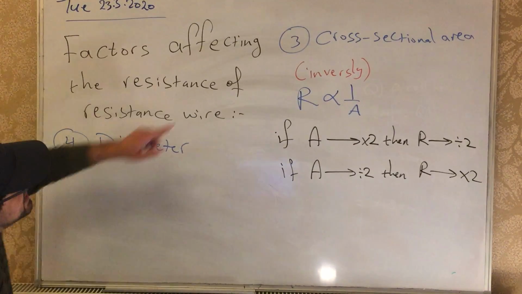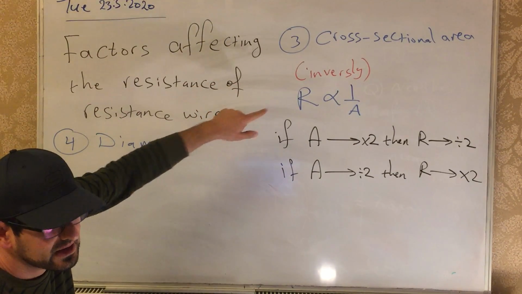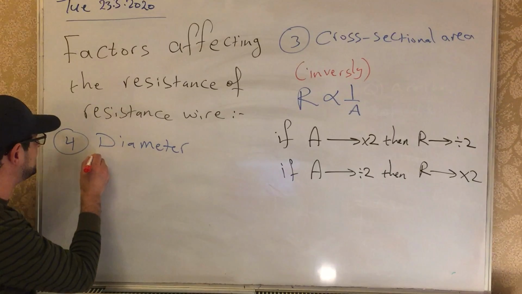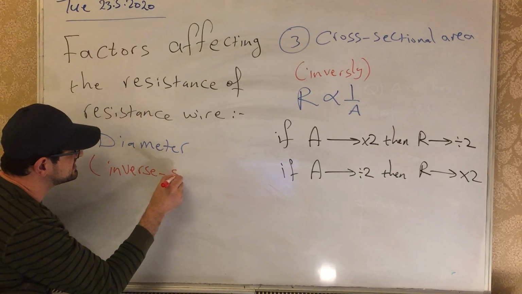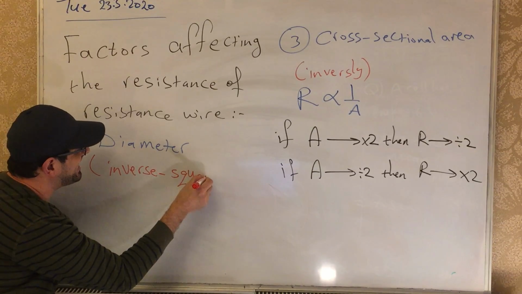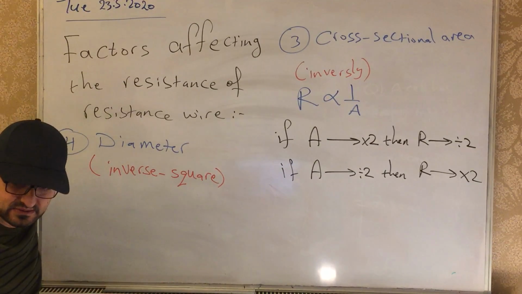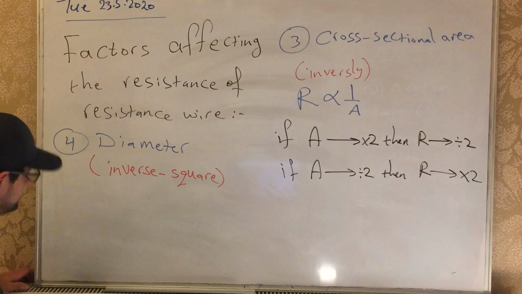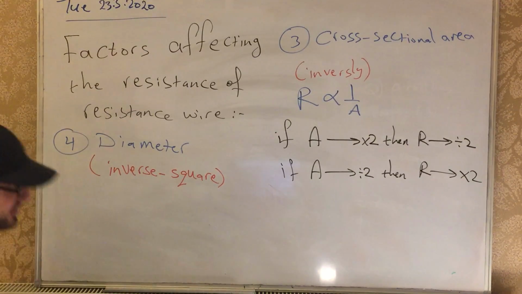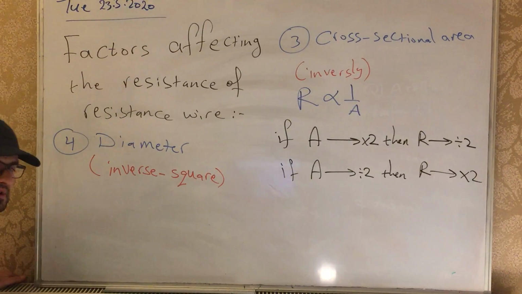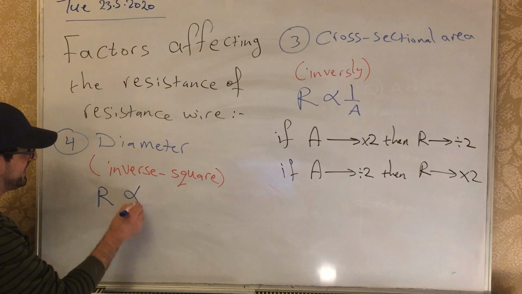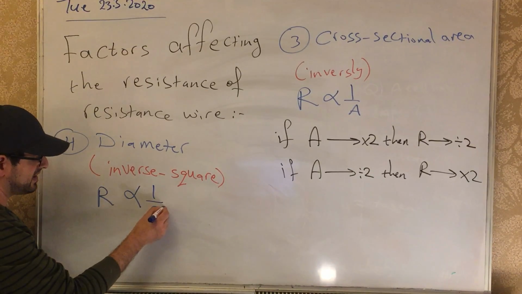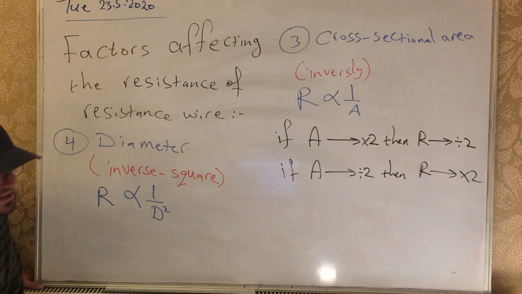The cross-section area is inversely proportional. The diameter is inverse square. What does this mean? Inverse square means we write it this way: R is inversely proportional to the diameter squared.